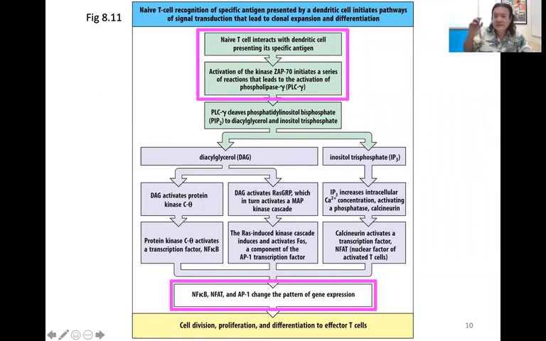And then it will differentiate. What does that mean? That means it finishes maturing into the particular type, or gets the certain abilities that it needs to finally carry out its function now as an activated helper T cell or an activated cytotoxic T cell.